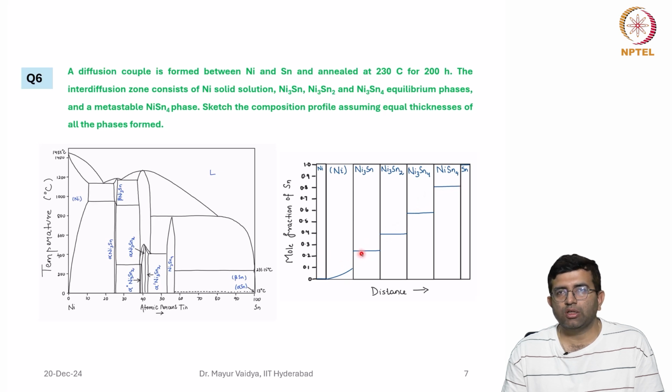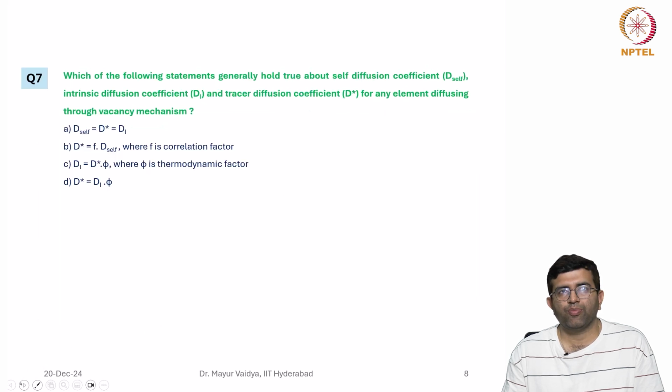Based on the composition of tin, you sketch these profiles in increasing order. In this case, if it is written composition profile, you could as well draw a nickel profile also. That is perfectly acceptable, but the order of the phases should remain like this. So moving on to the next question.